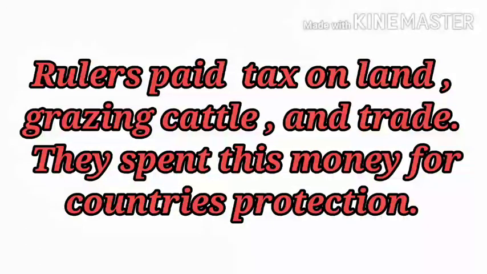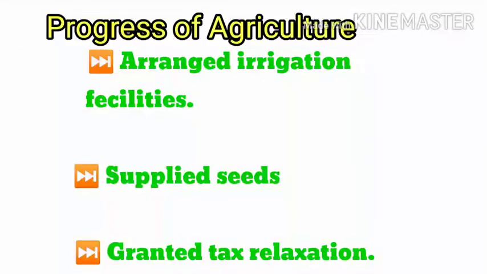The rulers of this period collected tax on land, grazing cattle, and trade. They spent this money for the country's protection. Then let us see the steps taken by the rulers for the progress of agriculture. First, arranged irrigation facilities. Second, supplied seeds. Third, granted tax relaxation. These are the steps taken by the rulers for the progress of agriculture.